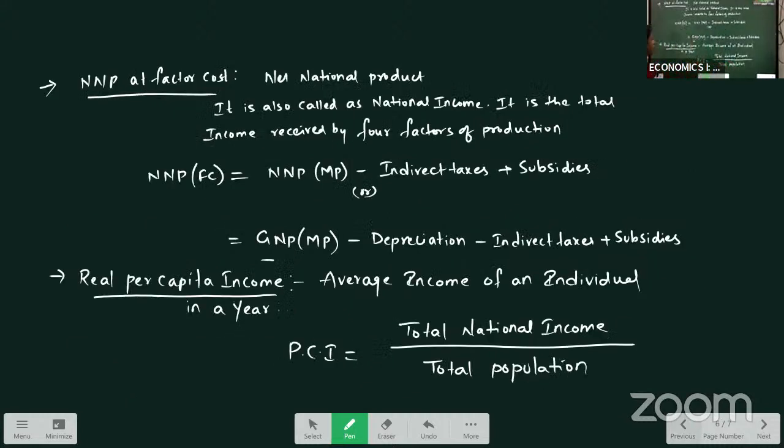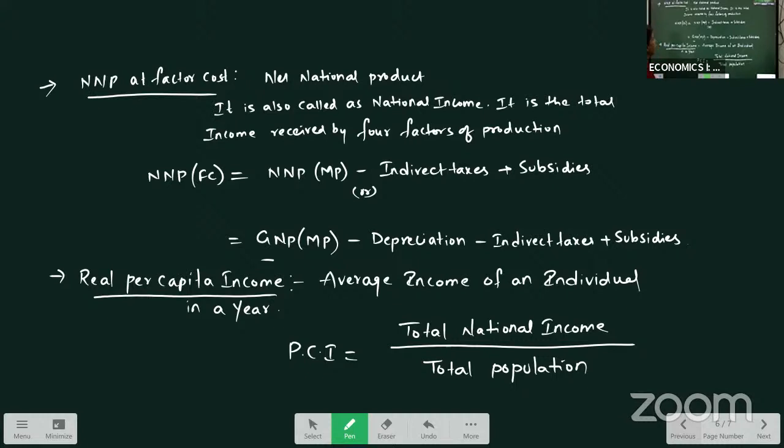Next you have per capita income. What is per capita income? The average income of an individual in a country in a year is called per capita income. How do we calculate it? Total national income divided by total population. We get the per capita income.